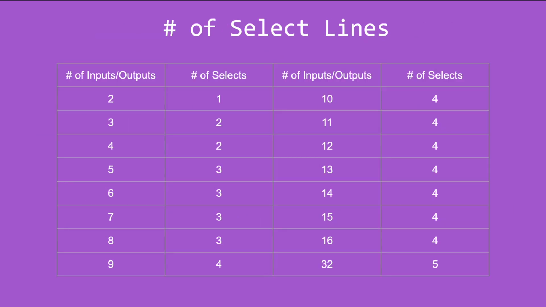And here's a table showing how many select lines you need for a given number of inputs or outputs. Again, for 2 to 1, and so on. Usually, the lowest I've seen is 2 to 1, usually multiple on the same chip, but 3 to 1, 4 to 1, whatever. And again, if you go to 16, you need 4 select lines. If you go to 32, you need 5.